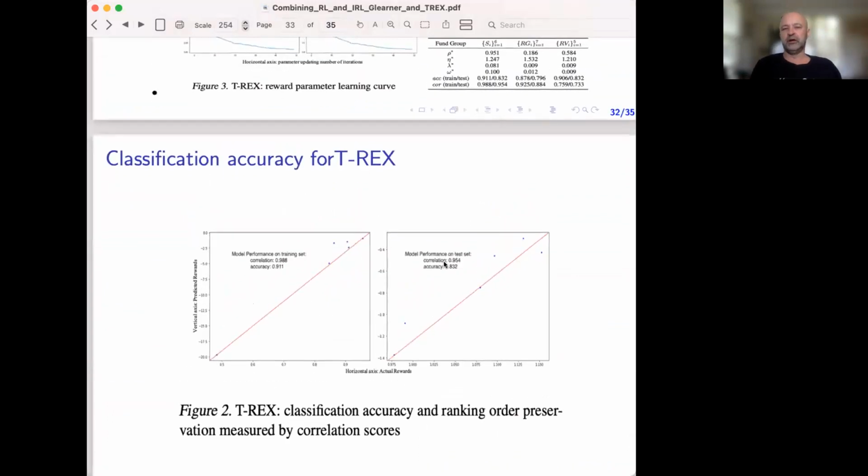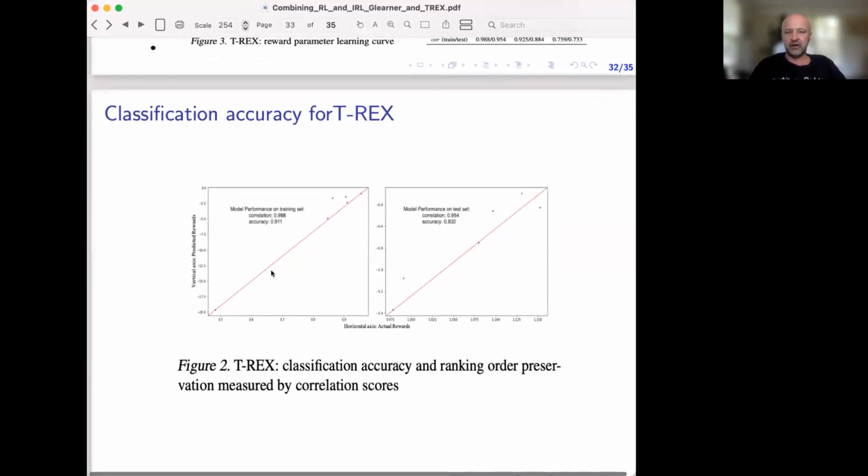Turning to out of sample performance analysis, we can also look at classification accuracy. Remember that our T-REX IRL part is actually a binary classifier, right? We check if we can predict whether one trajectory is better than the other, in sample and out of sample. The accuracy of this classifier is illustrated here.